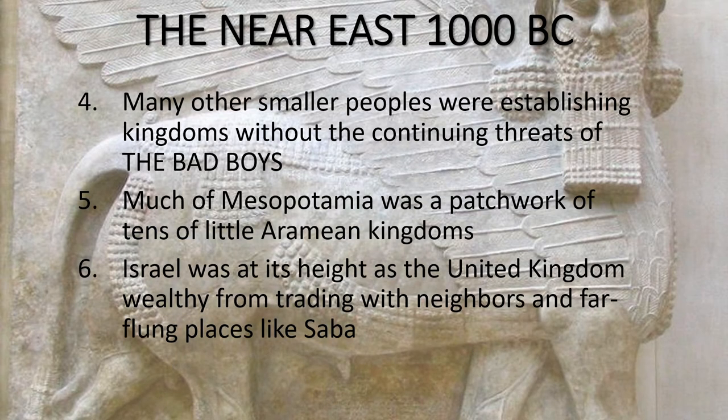Number four, another point, many other smaller peoples were establishing kingdoms without the continuing threats of the bad boys. Talked about that a little bit. Much of Mesopotamia was a patchwork of tens of little Aramaean kingdoms. Okay, so that was the green area on that map where it said Aramaean kingdoms. Israel is at its height as the United Kingdom, and it's wealthy from trading with neighbors, including far-flung places like Saba, which is where the king and queen of Sheba came from.